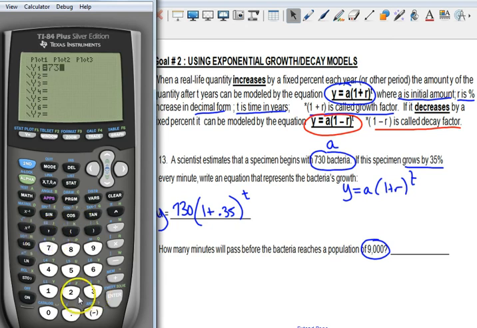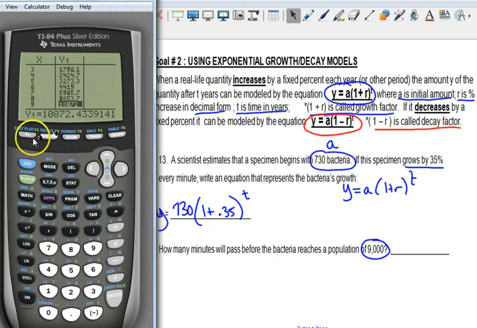So go to y equals, 730 times parenthesis, 1 plus 0.35, which is 1.35 if you want to simplify that, and then caret to the x power. They don't use t in this mode. Now I'm going to go to my table, which is second graph. And remember, we're trying to figure out where this bacteria gets to 9,000. So we're watching our y values and trying to figure out where they get close to 9,000. It looks like it's in between 8 and 9. So I would be okay if for our purposes you just said between 8 and 9 minutes. But we can get a more exact amount if I look at my graph.